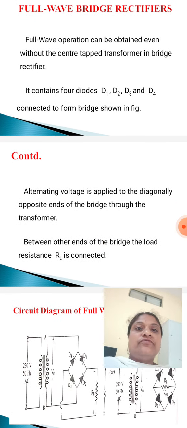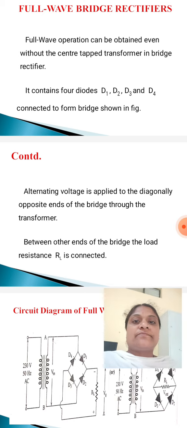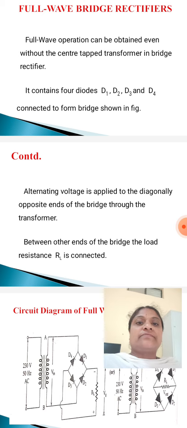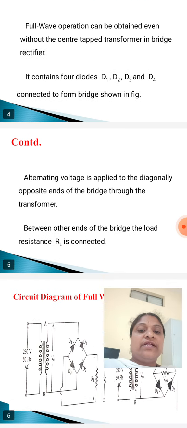Full wave operation can be obtained even without the center tap transformer in a bridge rectifier. This bridge rectifier contains 4 diodes D1, D2, D3, D4 connected to form a bridge.